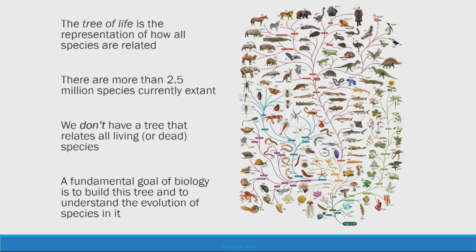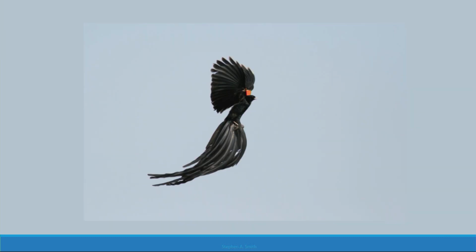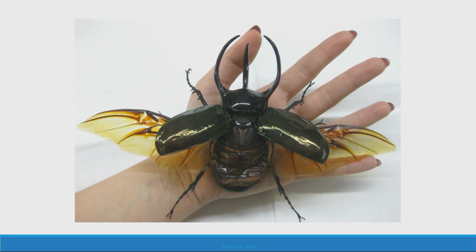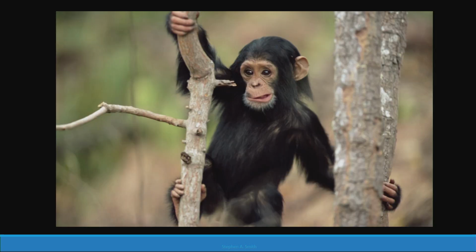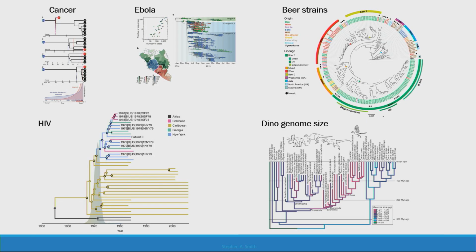Now, somebody like myself is interested in building it because we'd like to know how things like this widow bird, or this crazy beetle that looks scary and gross, or this velvet worm, or this chimp are all related. However, they also have essential practical uses for human evolution and for other aspects of, say, epidemiology and stuff like that. For example, we use phylogenies to better understand cancer.